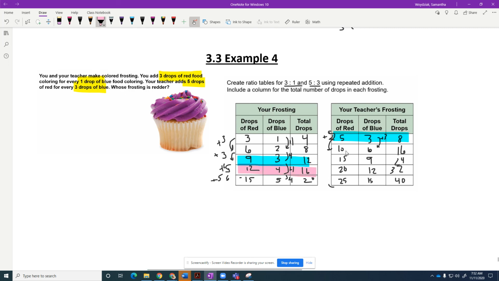It's right here when there's 16. And we can look here and say, okay, who has more drops of red when our total drops is 16? Again, you have 12 drops of red when the total drops are 16, and your teacher's only has 10 drops of red when their total is 16. So you can use these ratio tables to know that your frosting will always be redder than your teacher's frosting based on the ratios that are given.